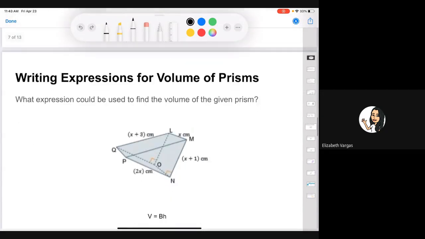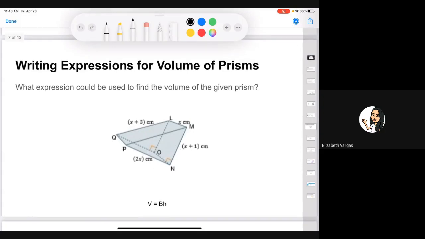But what exactly are we doing? Well, what we're doing is we're looking for the area of our base and then multiplying the area of our base by our height. So here, we're not given B, we have to look for it. Again, B is going to be equal to the area of our base. And H is going to be the lateral height.